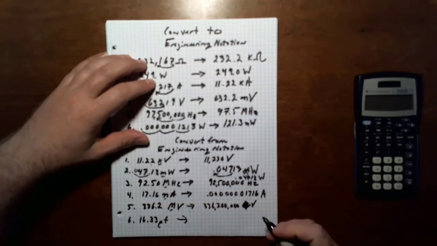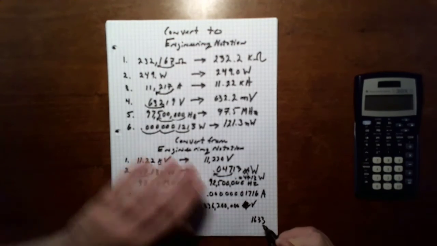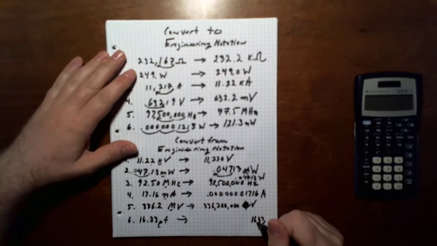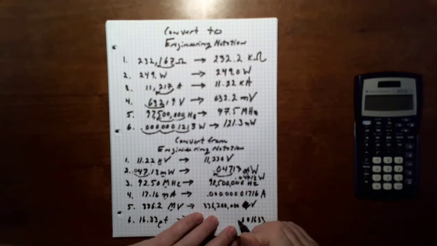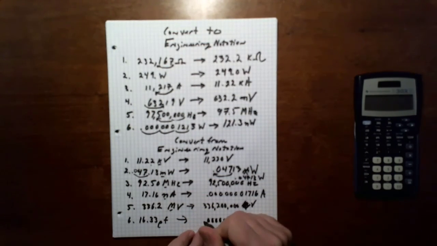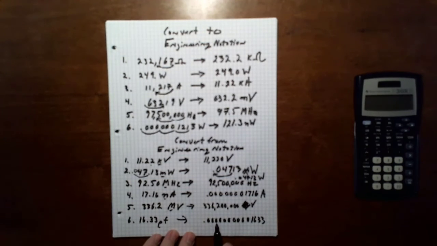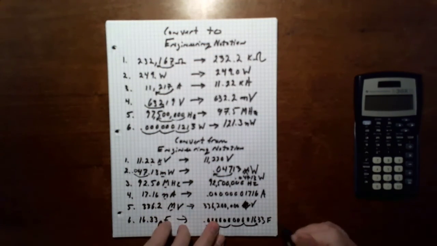Okay, and the last one, very small, picofarads, 1633. Pico is 12 places below. So if I add 1 zero out, here was my decimal place, so that's 3, 4, 5, 6, 7, 8, 9, 10, 11, 12. And that would be farads. Farad should be capitalized. There you go.